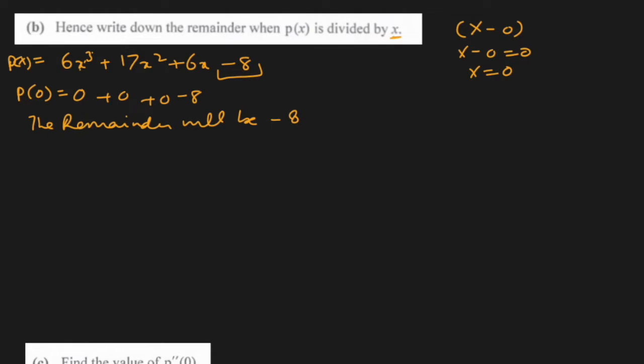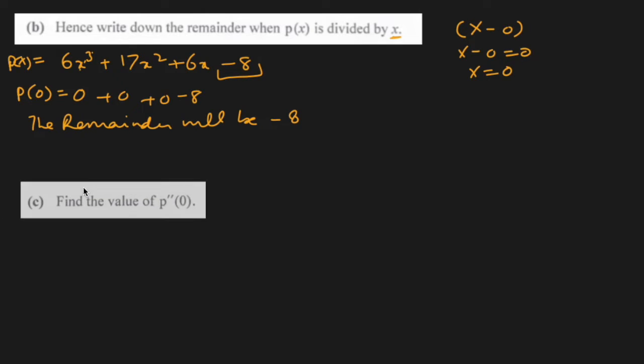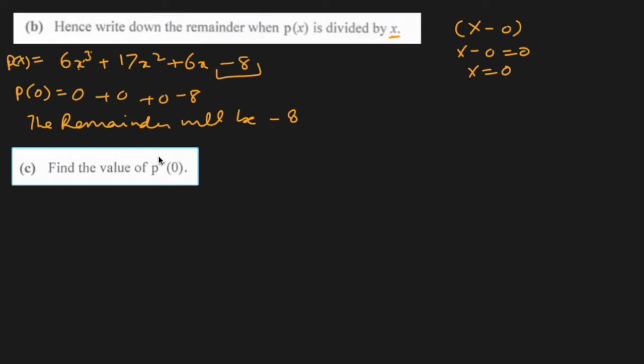Okay, next, find the value of second derivative of p when x is 0. That's what it means. P double prime 0 means find the second derivative when x is 0. Let's find the first derivative first. 3 times x, this time 3 times 6 will be 18. And the exponent of 3 will go down by 1, so 2. 2 times 17 is 34. Exponent goes down by 1, so no need to write 1. And the differentiation of 6x will be 6.